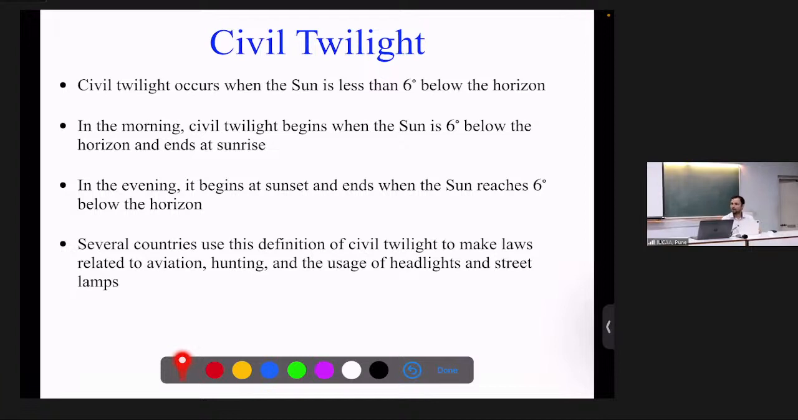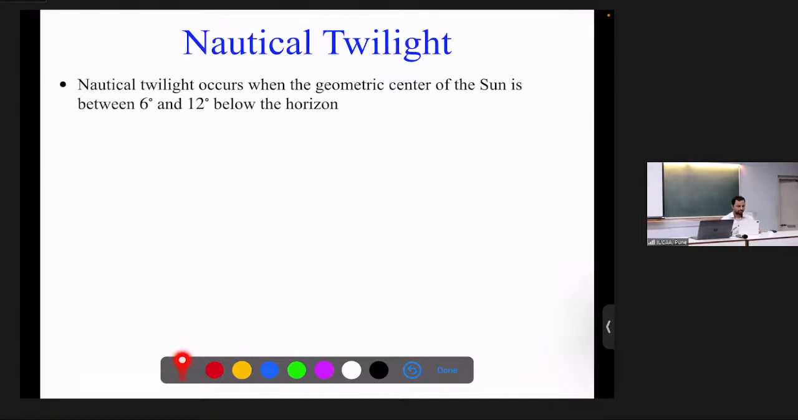You might have seen it. I have seen it. And you might have seen street lamps. There are 24 out there. 24 hours of twilight, no problem. Okay? Then there is something called nautical twilight.